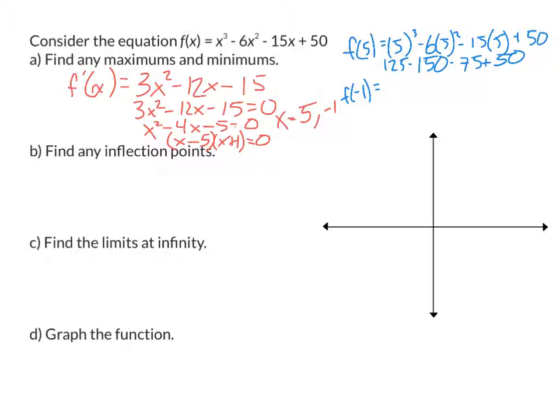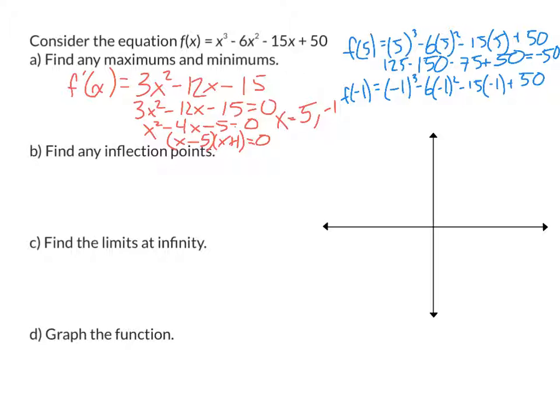125 minus 150 is a negative 25. Minus 75 more is a negative 100. Plus 50 gets us a minus 50. So f of 5 is negative 50. Strong guess that that's a relative minimum. How about negative 1? Negative 1 cubed minus 6 times negative 1 squared minus 15 times negative 1 plus 50.